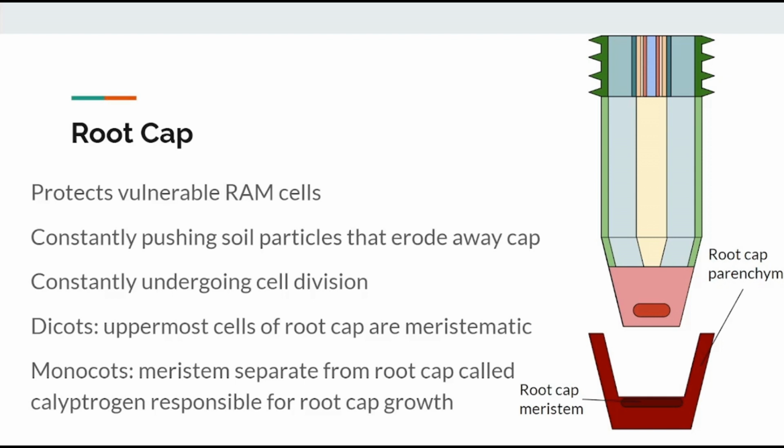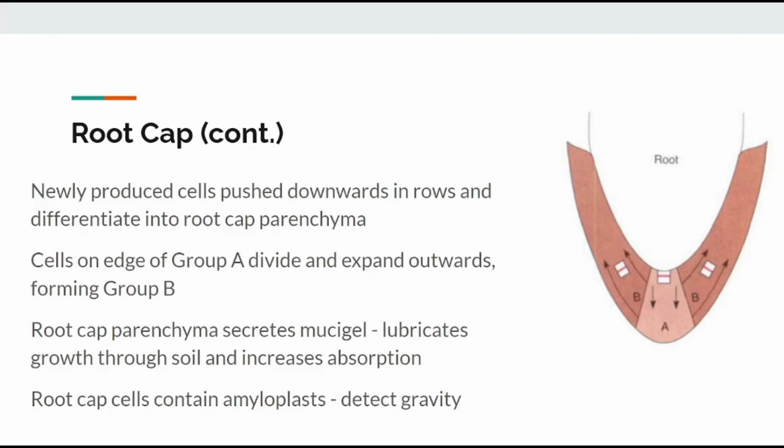In monocots, there is a meristem separate from the root cap but responsible for all root cap growth called the calyptrogen. Cells produced from this root cap meristem are then pushed downwards in rows towards the bottom edge of the root cap, shown as group A in this image. As they are pushed downwards, they begin to differentiate into root cap parenchyma. And remember, once cells differentiate, they are no longer meristematic. The cells on the edges of these rows divide and expand outwards, forming the side regions of the root cap, which is depicted as group B in this image.